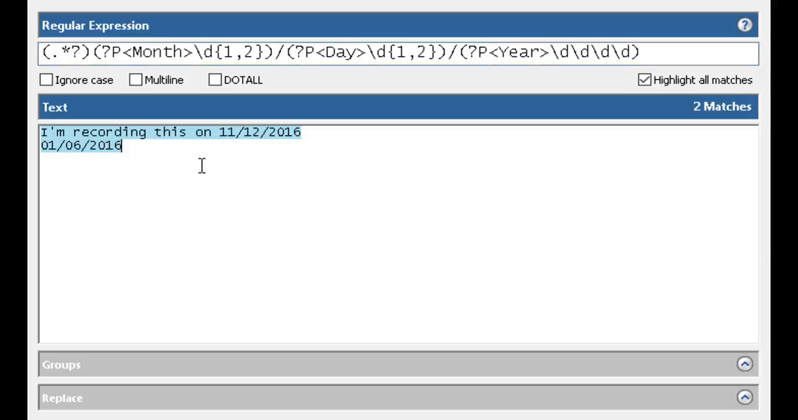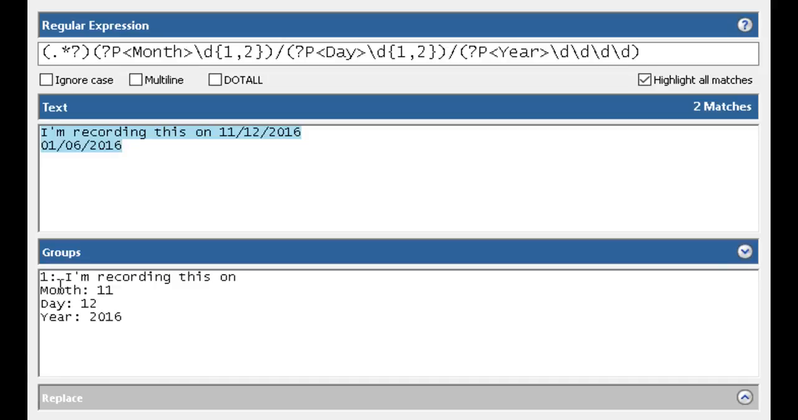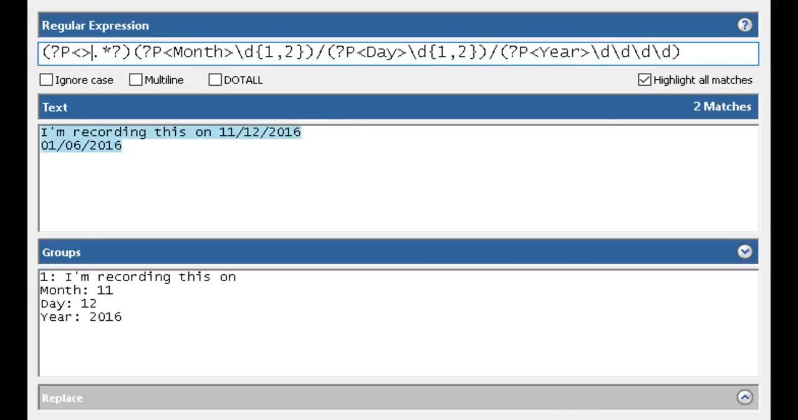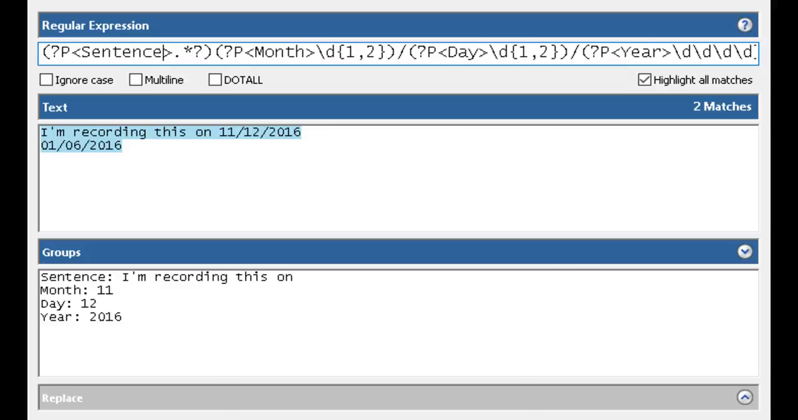So I am recording this on. And then, I'm sorry, we do need that. Notice this still says 1 here. That's because we haven't named it. So we'll come over here and say question mark P, greater than, less than, and now I say sentence. It's that easy to add in names, which, again, I really like because it makes it a lot easier to keep track of what you're working with.